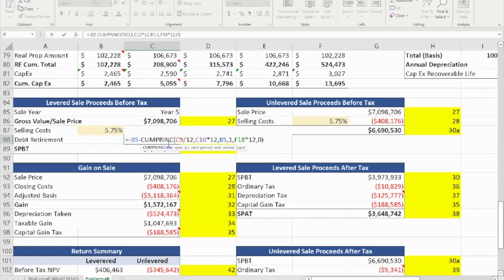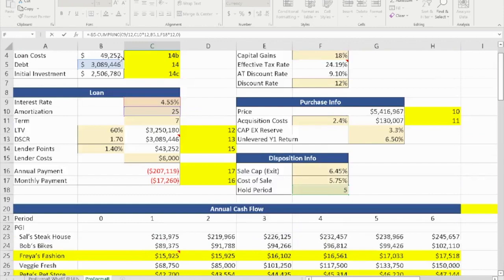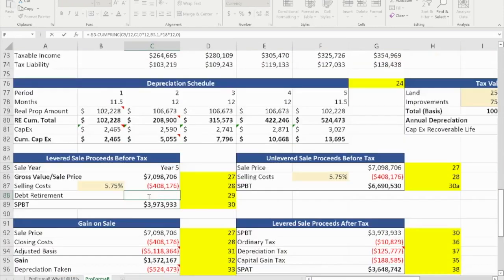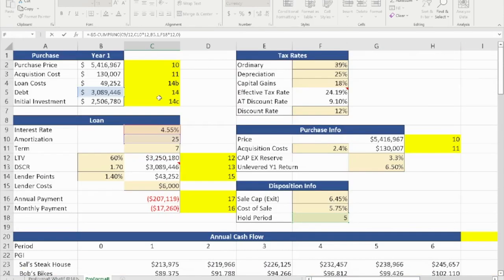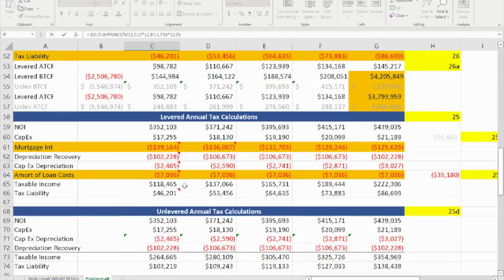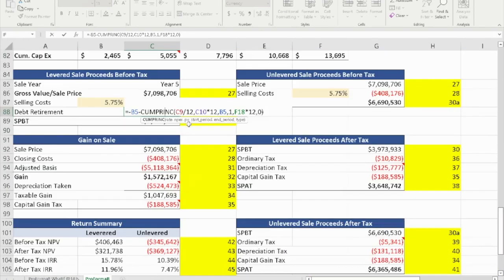You're going to use the CUMPRINC formula. The formula is equal negative the B5, which is the debt amount, the $3,089,000 that you can see here. And you're going to subtract the minus CUMPRINC, for which we're going to use the interest rate, which is C9, 4.55%, divided by 12, and then next is the number of payments.